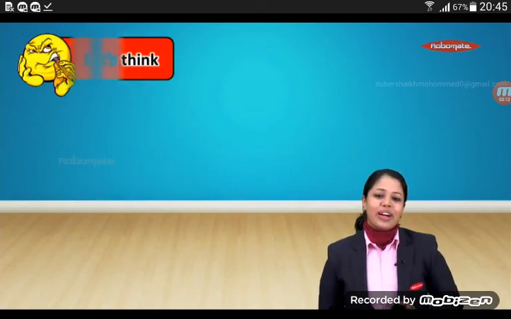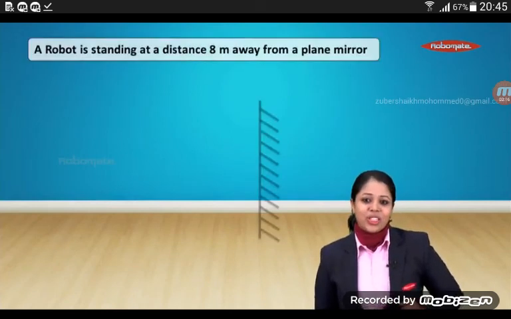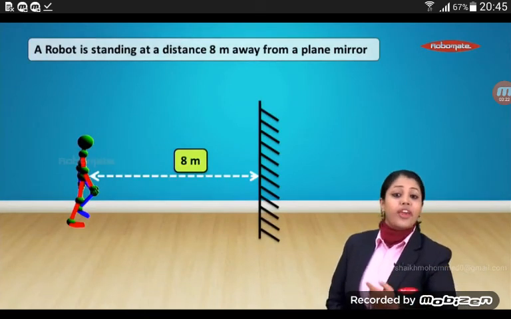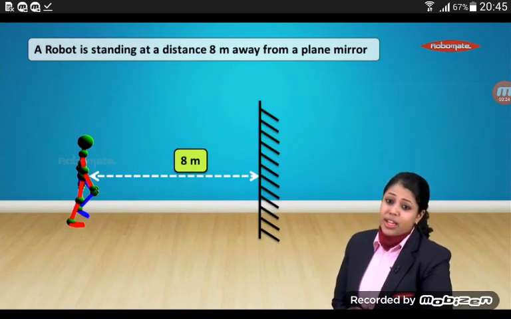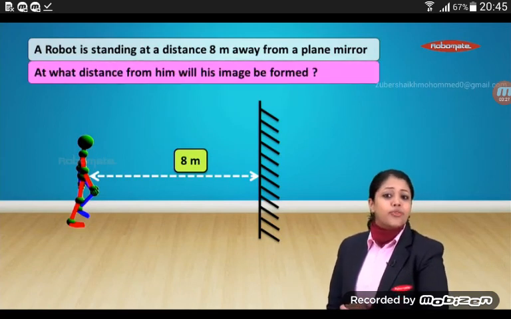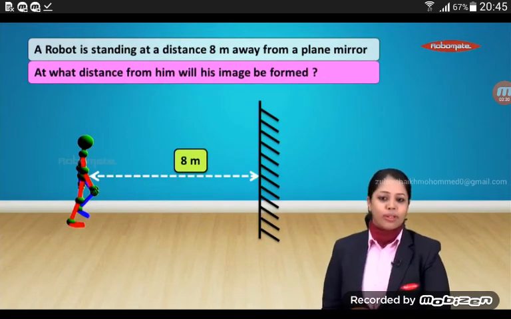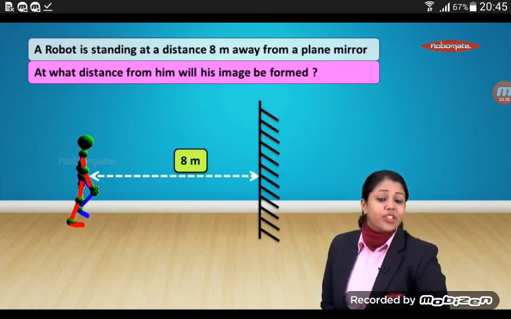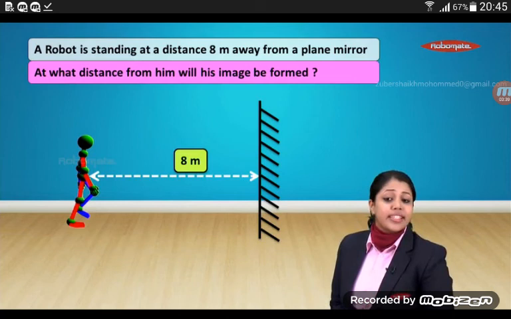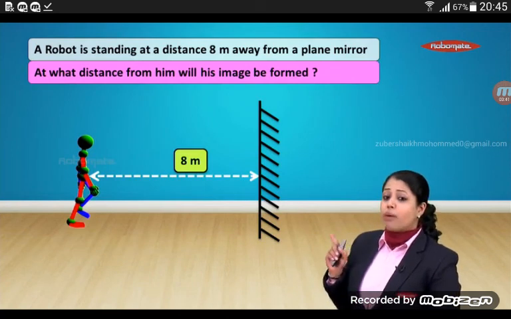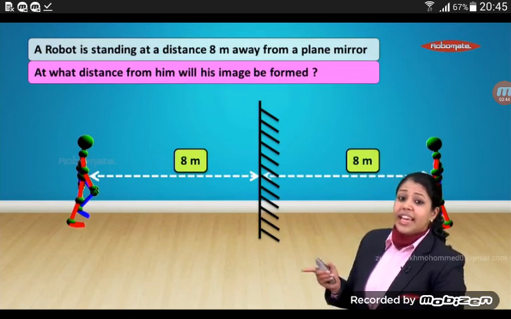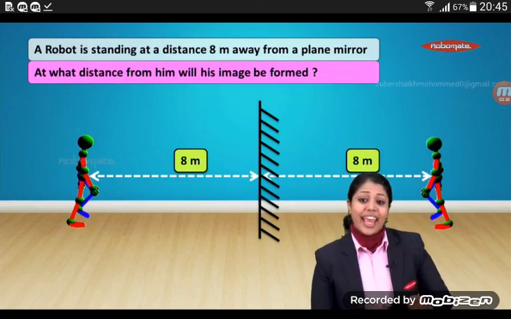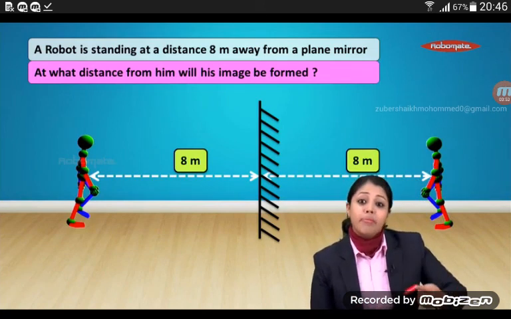Coming to a quiz round. Let's think, students. The question says, a robot is standing at a distance of 8 meters away from a plane mirror. Now students, the question is, at what distance from him will his image be formed? We have studied the characteristics, right? And the characteristic says the image formed in a plane mirror is at the same distance as that of the object. If the object is 8 meters away, then obviously the image of the robot will also be 8 meters away.